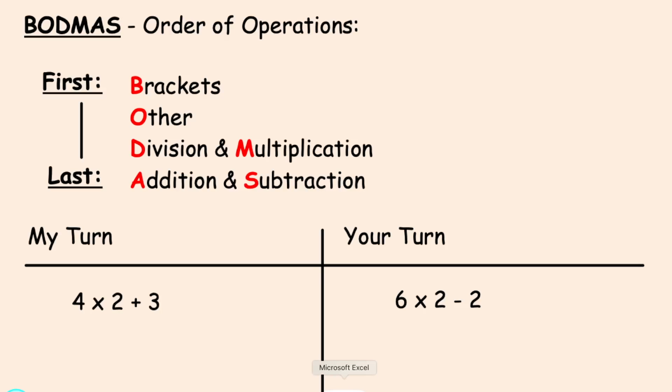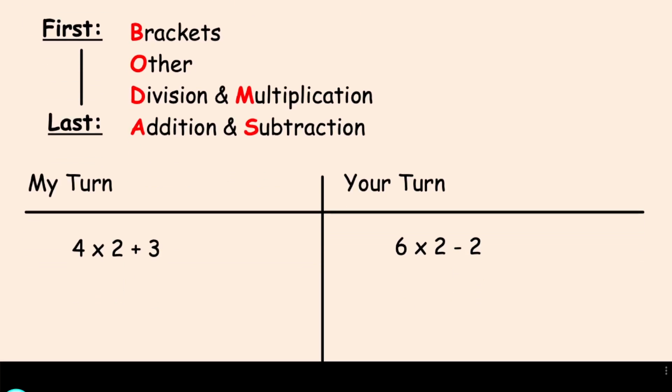Just draw a line down your page, and then you've got these two questions here, my turn and your turn. I'm going to go through my turn on the left-hand side, and then you're going to do your turn on the right-hand side. So just a reminder of how you do these questions. I'm going to do this in red first, just to highlight what I'm doing. So we look at the order of operations. Remember, brackets happen first, then other, then division and multiplication are the first kind of mathematical operations that need to be done, followed by addition and subtraction.